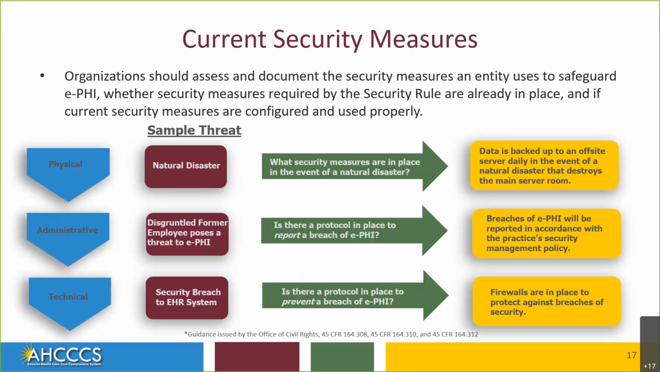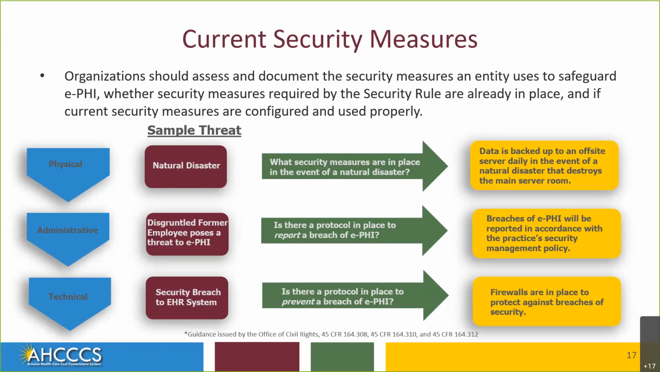So let's talk about current security measures. Organizations should assess and document the security measures an entity uses to safeguard electronic PHI, whether security measures required by the security rule are already in place, and if current security measures are configured and used properly. So we just discussed what physical, administrative, and technical safeguards are. Now we're going to look at what's in place currently.